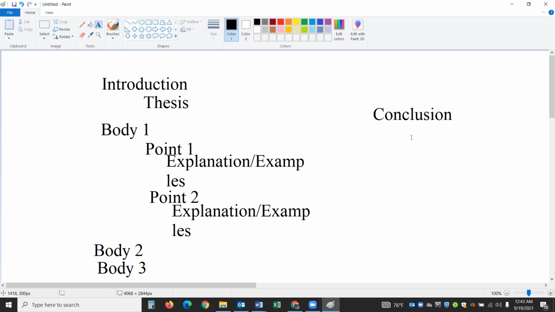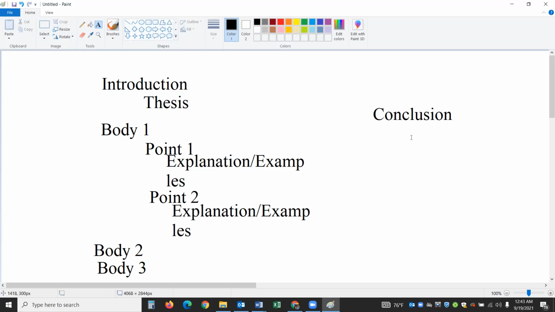So it's kind of like threefold. You have an explanation of a point that helps to prove the body, which helps to prove the thesis. You have an explanation of point two, which helps to prove the body, which helps to prove the thesis. So it's all tied in together. Finally, conclusions serve a very important purpose because they tell your reader when you're done.